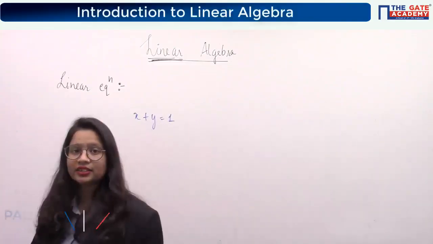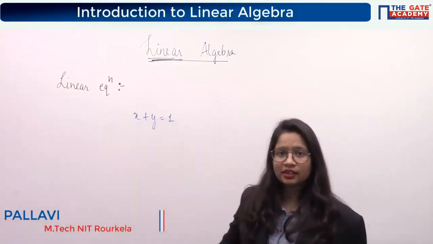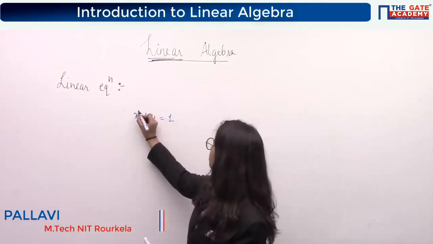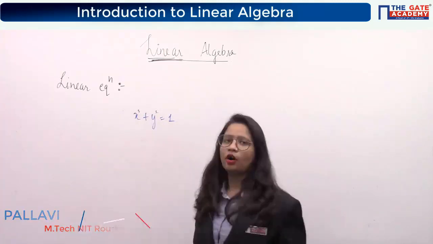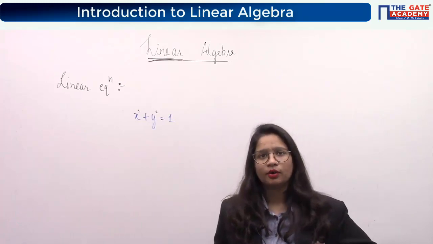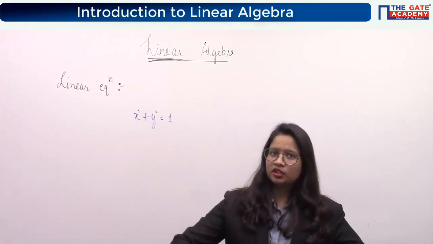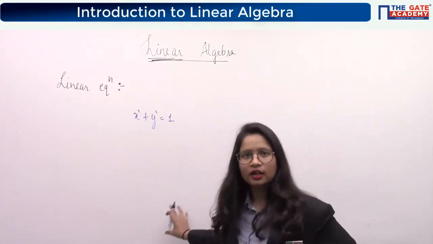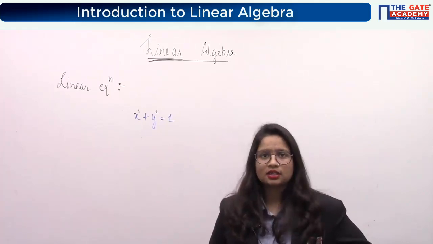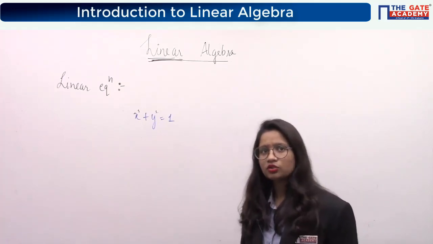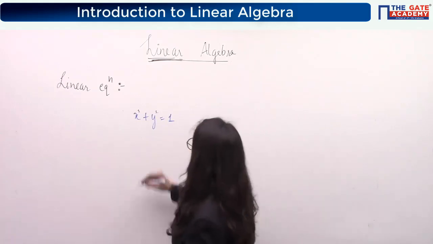Linear equation. Why is it a linear equation? Because in this equation both the variables have the power or degree as 1. Order is a term associated with differential equations, not with a simple equation like this. So what is a linear equation?